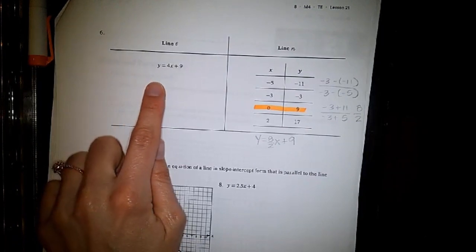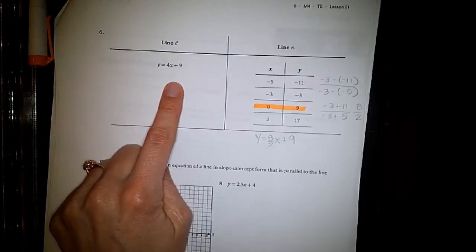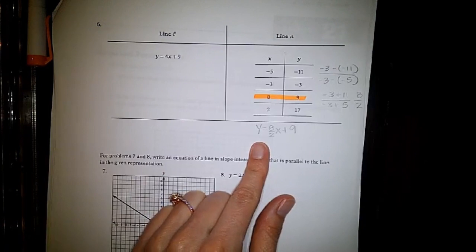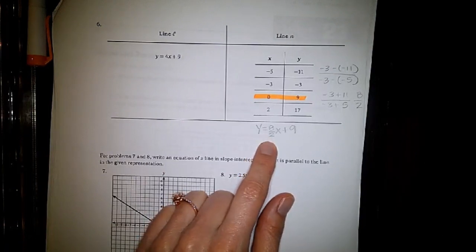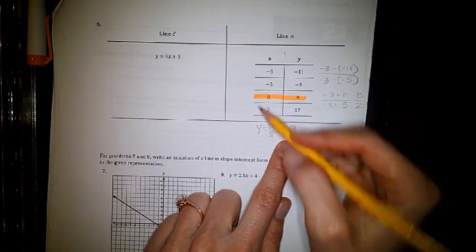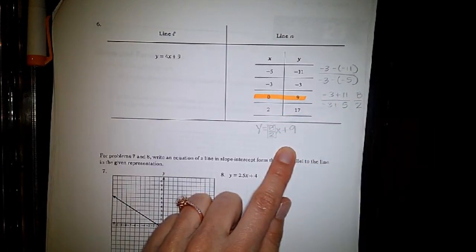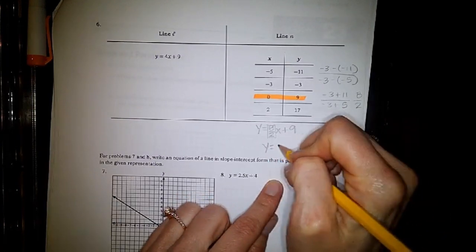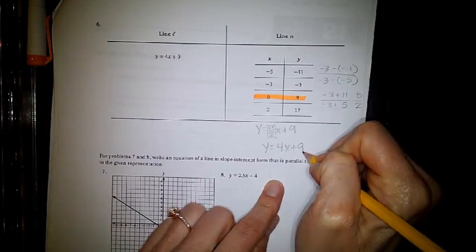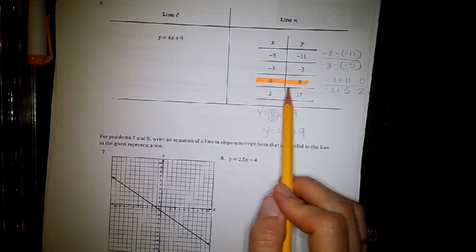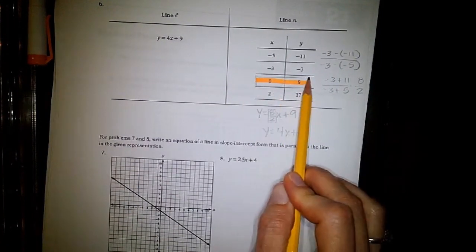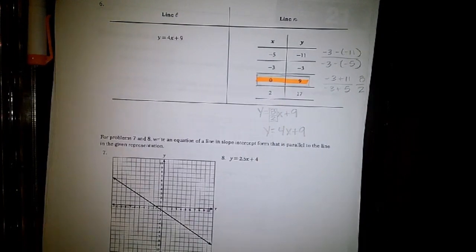This equation is y equals 8 divided by 2 times x plus 9. Can I simplify this fraction? Yes, what's 8 divided by 2? 4. Y equals 4 times x plus 9. Jordan, what's your question? How do you get the y-intercept from the... When x is 0, it will give you your y-intercept. That's why I highlighted it. When x is 0, it's going to give you your y-intercept.